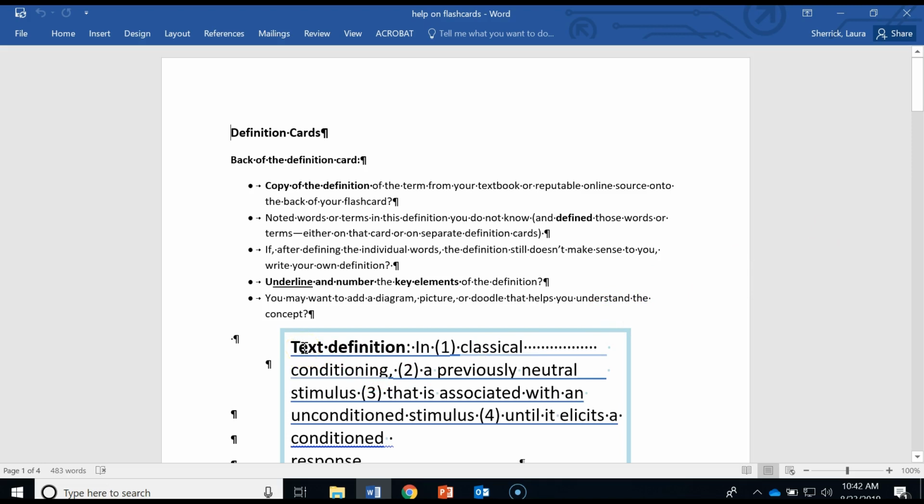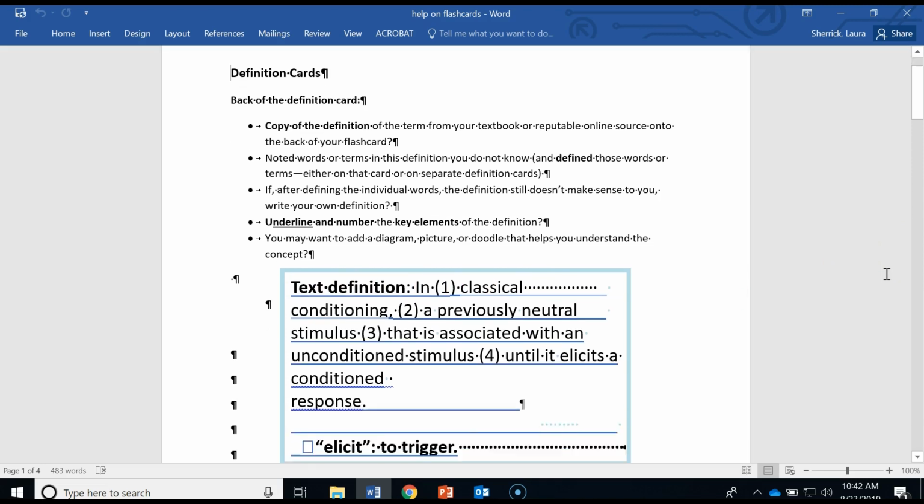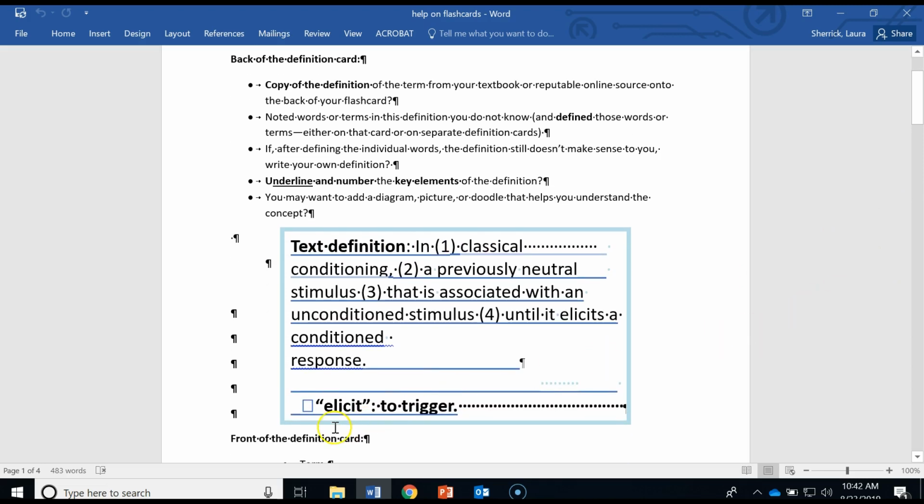If you don't understand any of the words in the text, then you would do something like this that's down here. Put illicit. You've never heard of that before. You're not going to understand it if you don't know what that word is. And so you would define that. If the definition doesn't include any words you're not familiar with, you don't have to have that down there.